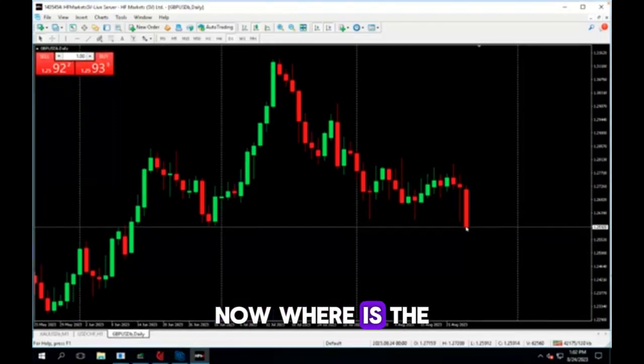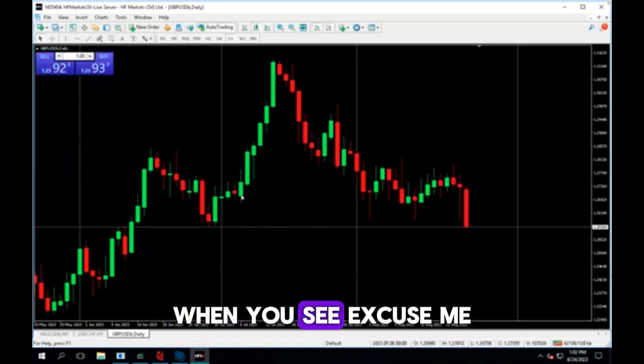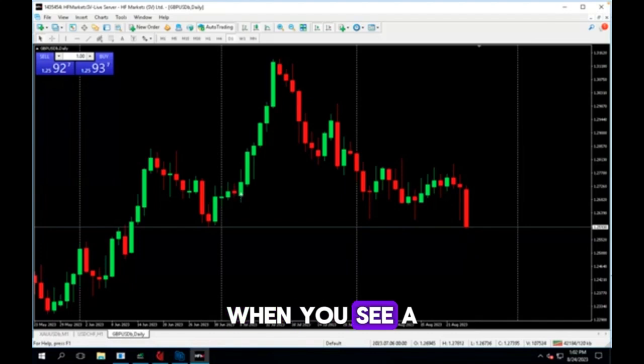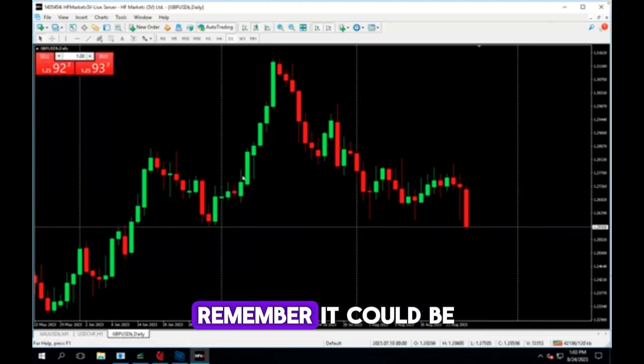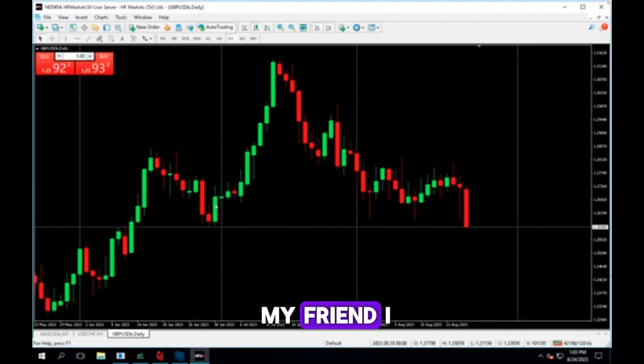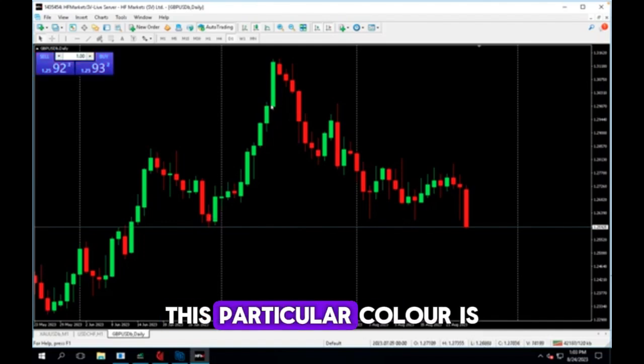Now, where is the opening price? You want to look at something. When you see a green candle like this, which is bullish, remember, it could be any color. I can decide to change this one to red, or just any color, my friend. All I know is that this particular color is going up.